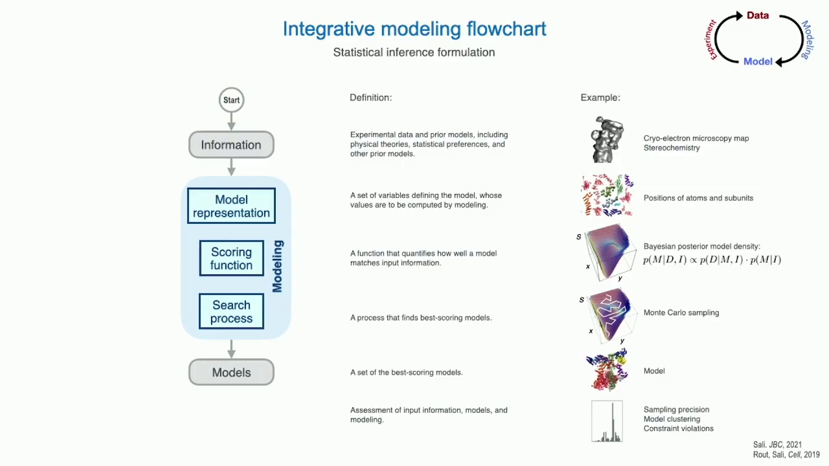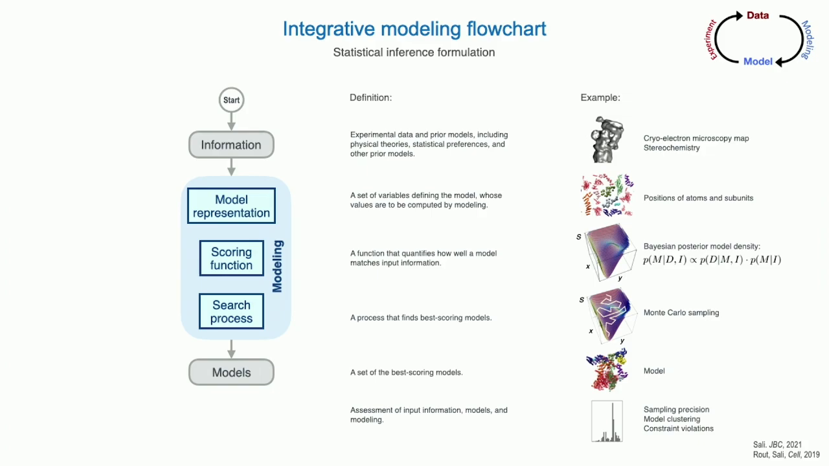And then the only other thing that we need is some way of searching among the alternative models, right? So once you know how to say which model is better, you have to be able to propose alternative models for this assessment by the scoring function.